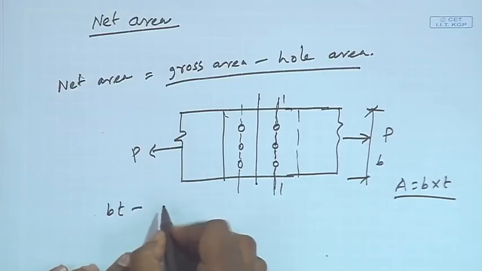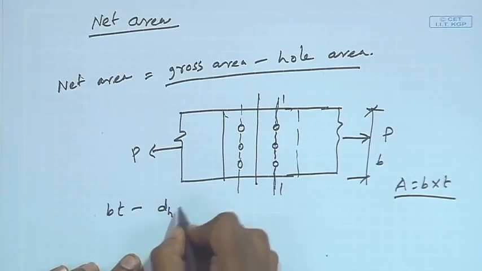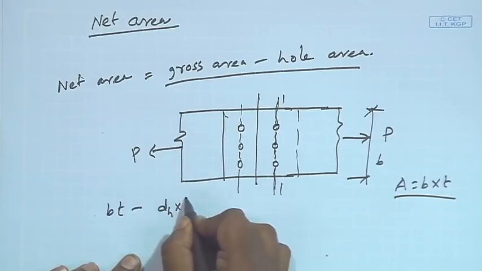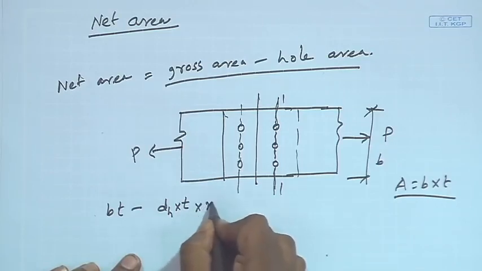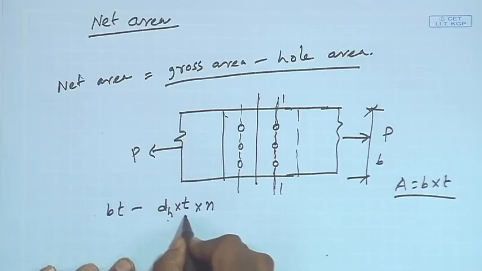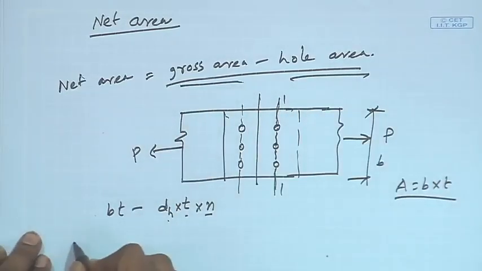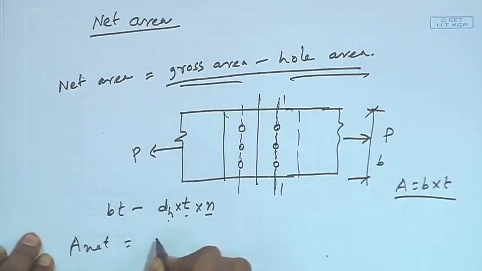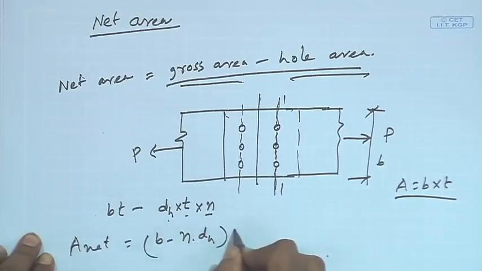But the area along these sections will be less, that will be gross area minus hole area. Hole area means if the diameter of the hole is dh and T is the thickness, then dh into T into n, if n number of holes are there. So B T minus dh into T into n, that means gross area minus hole area. So, I can find out A net, that net area is equal to B minus n into dh into T.